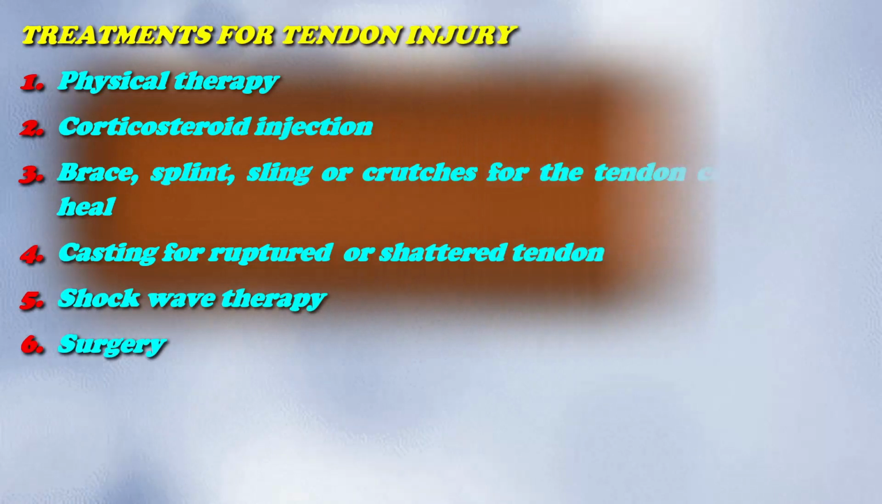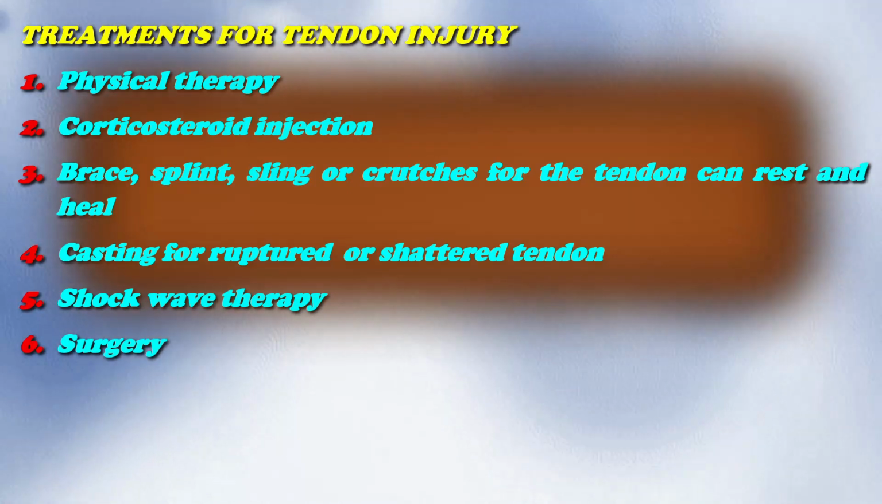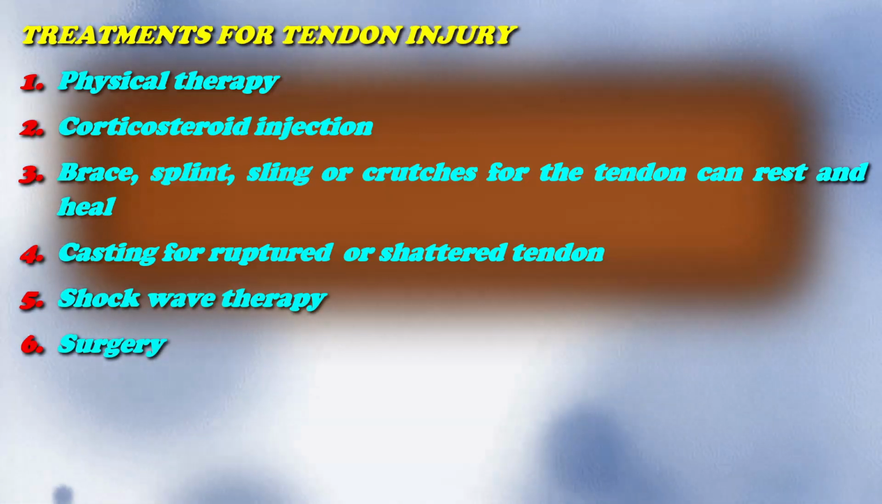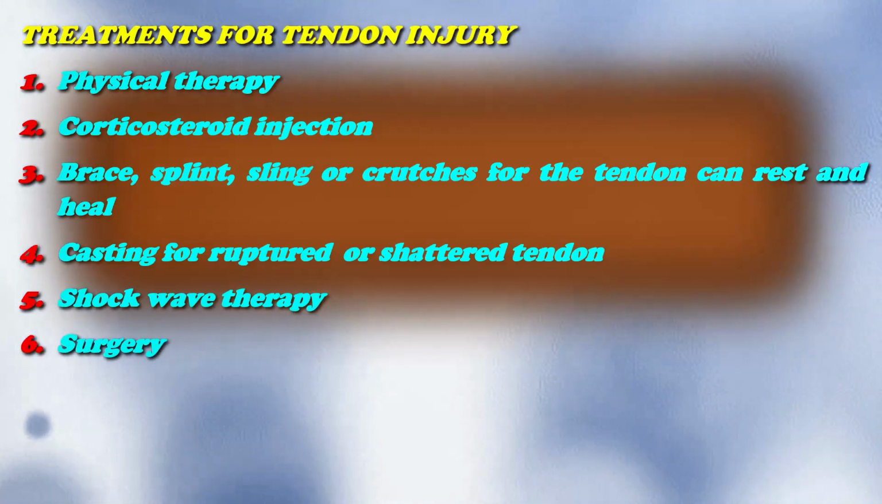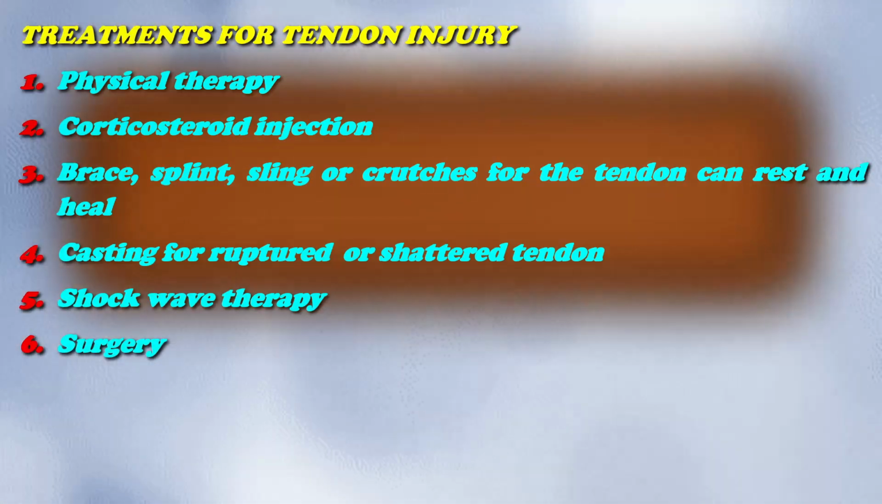Treatments for tendon injury. 1. Physical therapy. 2. Corticosteroid injection. 3. Brace, splint, sling or crutches, so the tendon can rest and heal. 4. Casting for a ruptured or shattered tendon. 5. Shock wave therapy. And 6 is surgery.